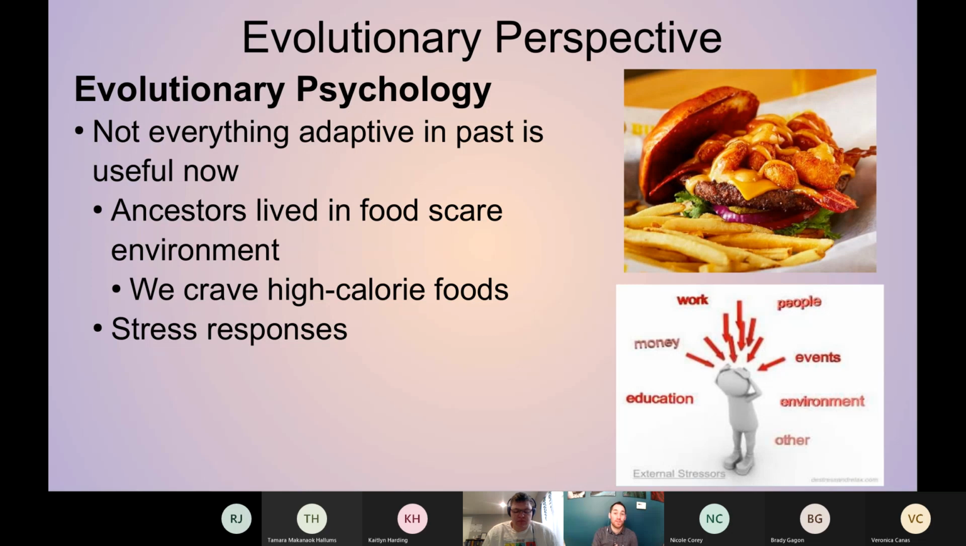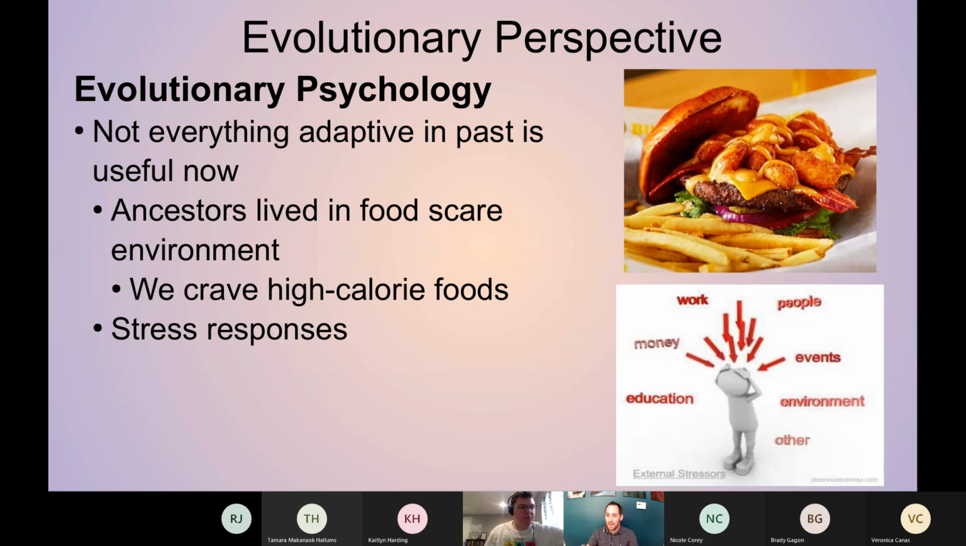Another good example is our stress response. So I wonder how many of you, maybe just a show of hands, using the raise hand button. How many of you saw the video, I think it was like 2, maybe 3 months ago, of the person, I think it was Provo Canyon, that was being followed by a cougar?